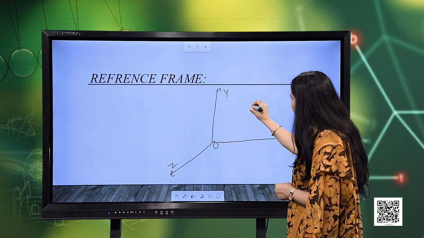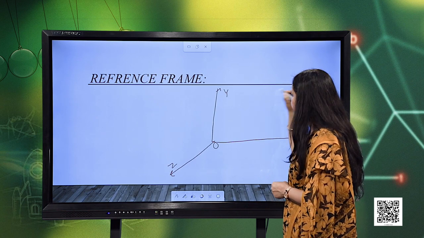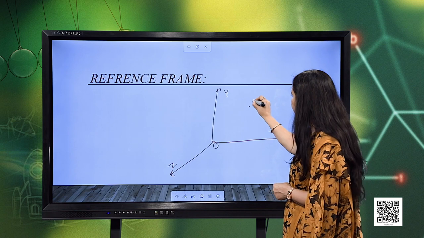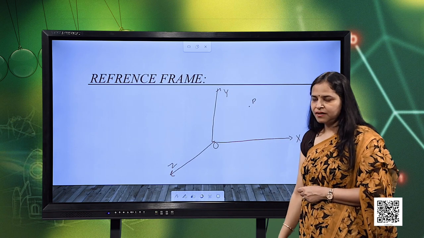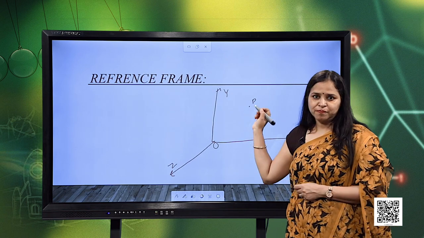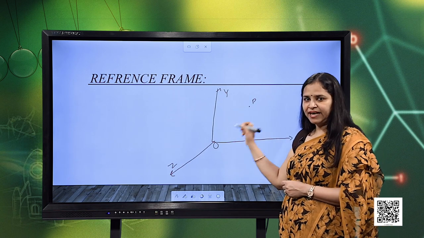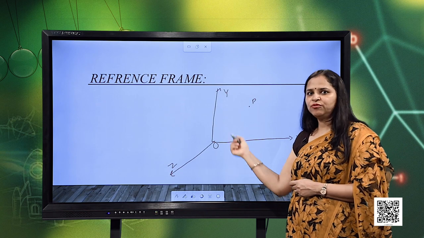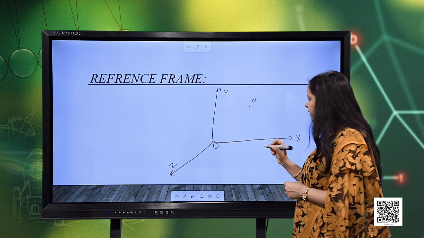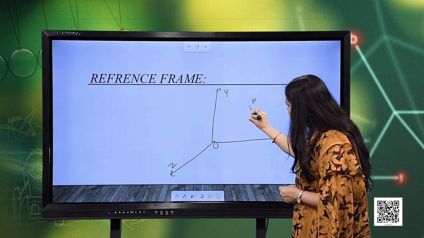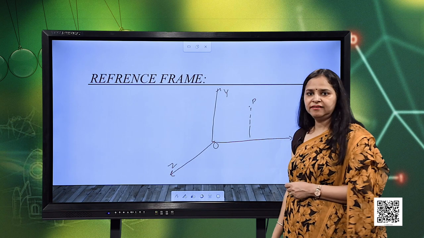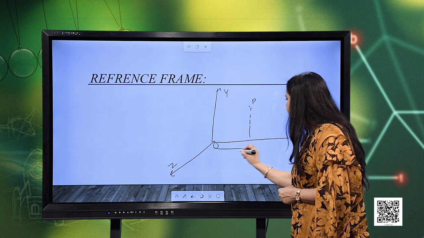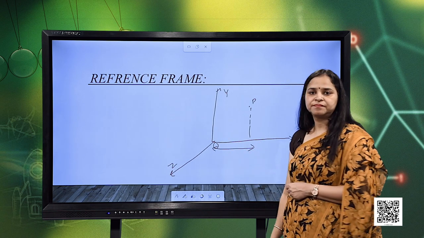Now suppose a particle is at this location, represented by P. The position of this particle can be described in this reference frame with the help of the x, y and z coordinates. For that, we drop the perpendicular on the x-axis from the particle position, and this length gives the x coordinate of the particle.